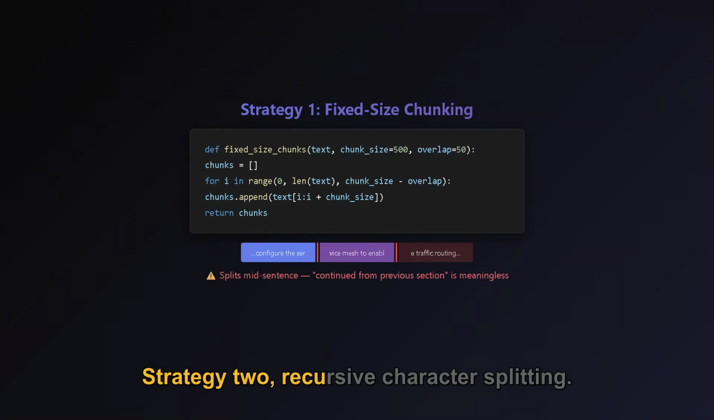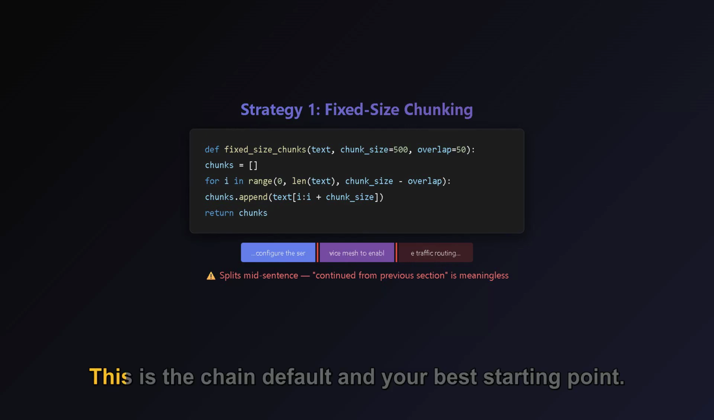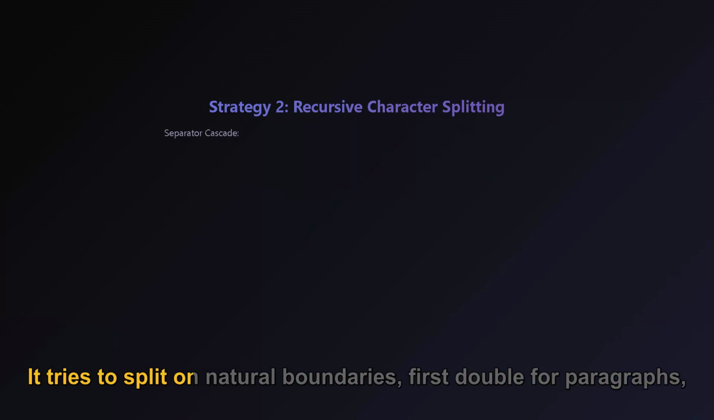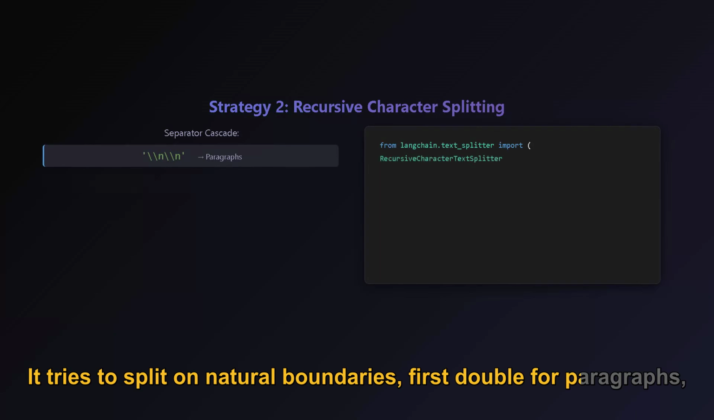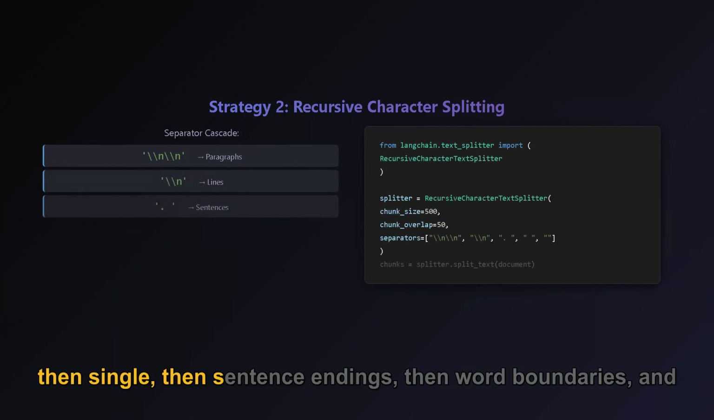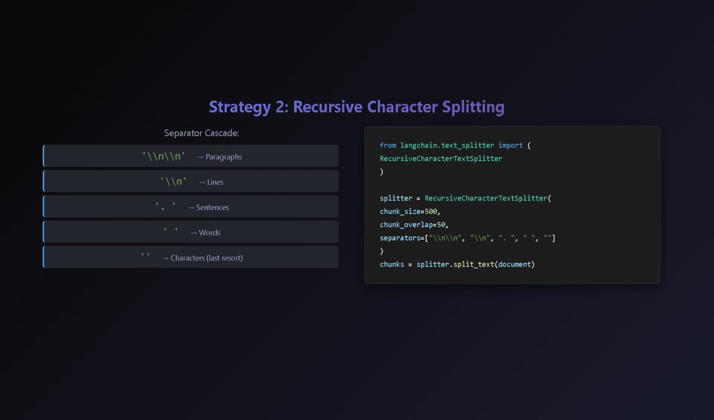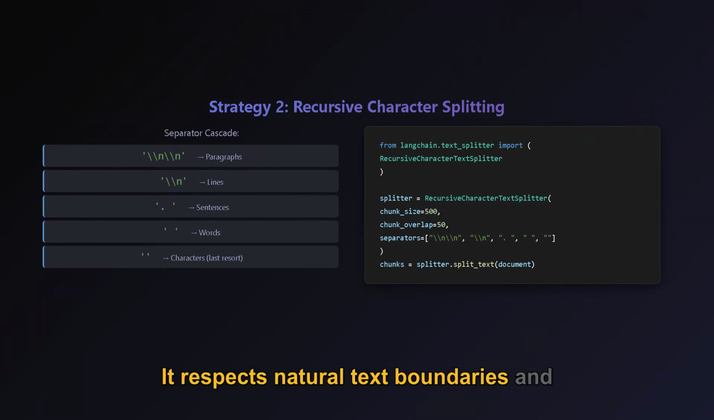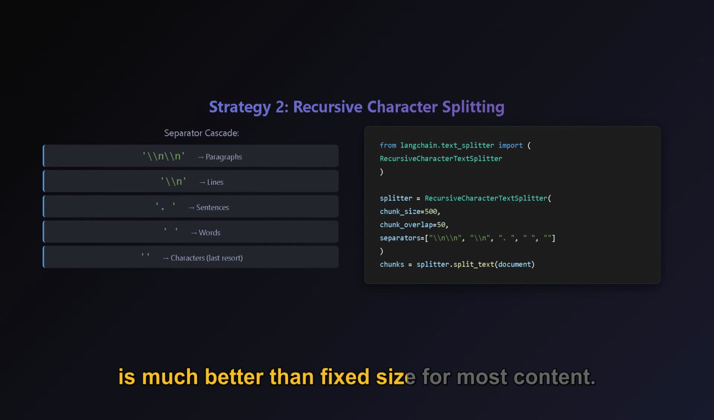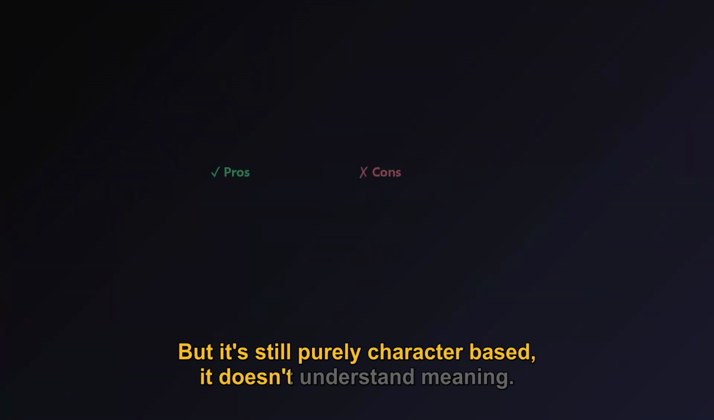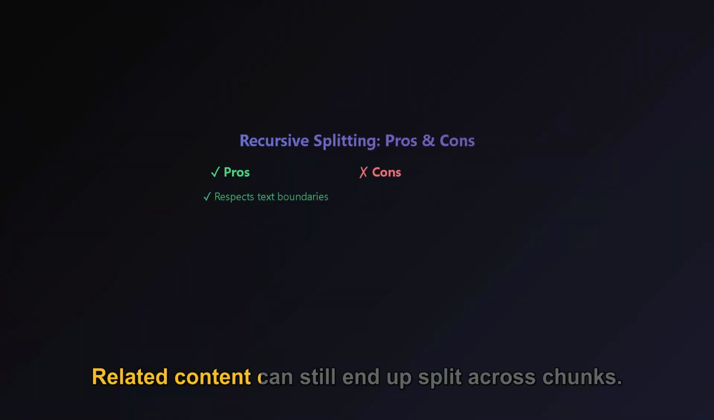Strategy 2, recursive character splitting. This is the LangChain default and your best starting point. It tries to split on natural boundaries, first double newlines for paragraphs, then single newlines, then sentence endings, then word boundaries, and only as a last resort individual characters. It respects natural text boundaries and is much better than fixed size for most content. But it's still purely character-based. It doesn't understand meaning. Related content can still end up split across chunks.